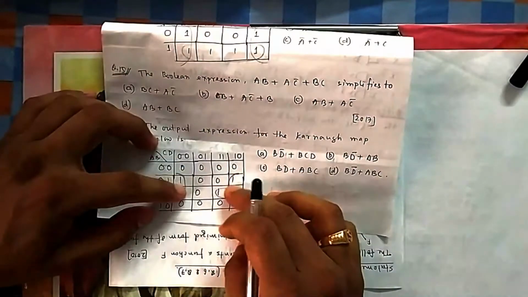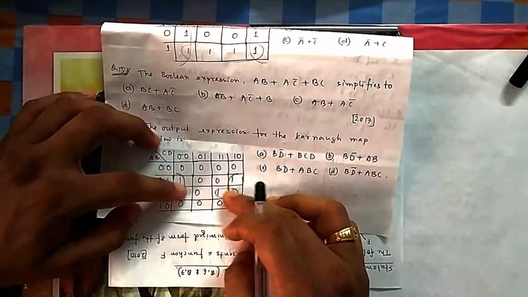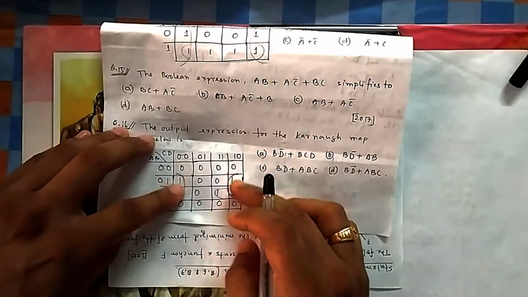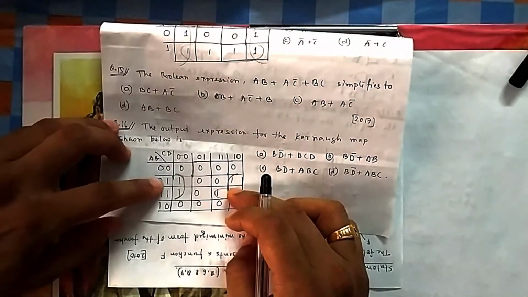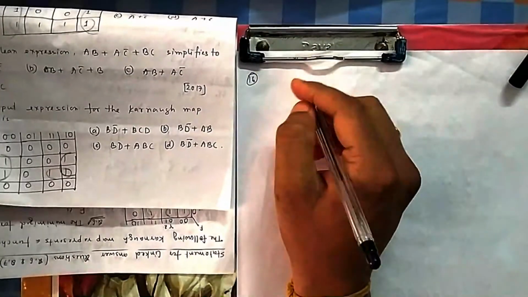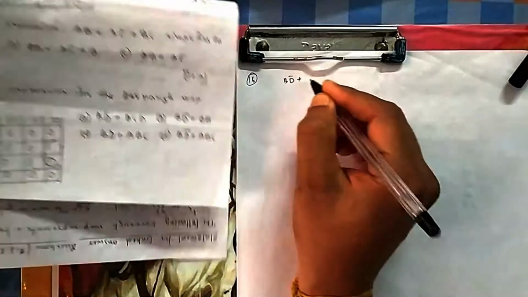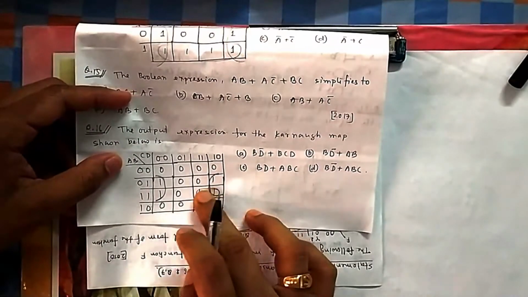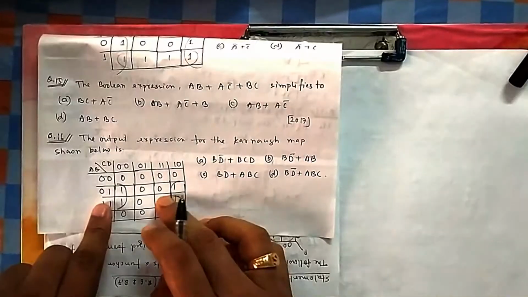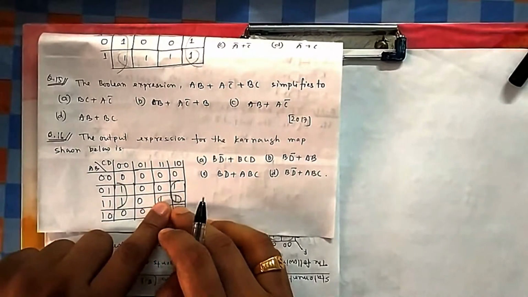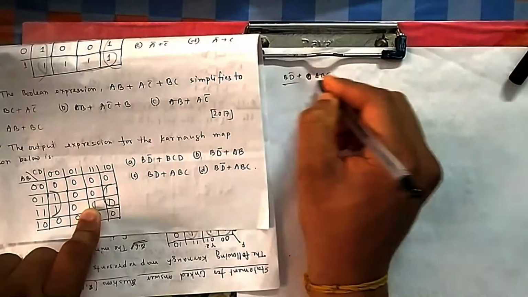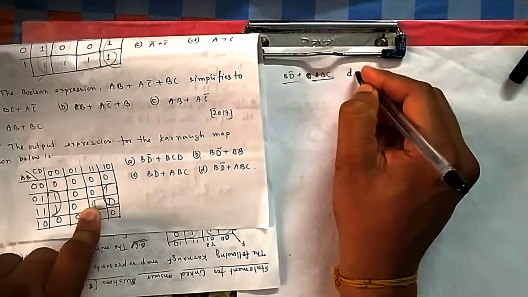So if you take this quad, what is not changing out of these two? Here D bar is not changing, and here A is changing, only B is not changing. So it will be B D bar, plus, and then if you take this pair, what is not changing here? C is not changing here, and this side it is AB. So ABC. So B D bar plus ABC, that is your option D.